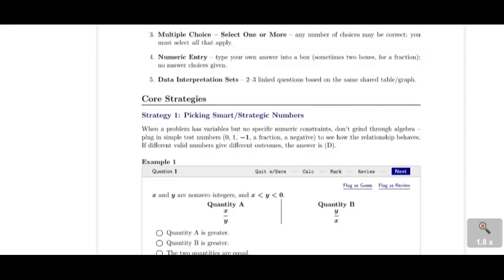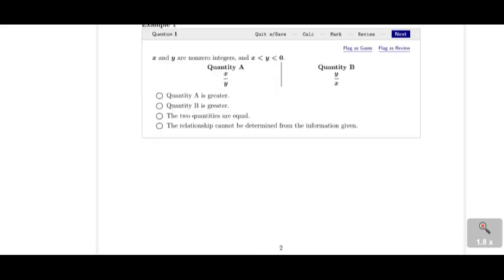You can also do this with fractions and negative numbers as well. Here, you want to do that to see how the relationship behaves, right? If different valid numbers give different outcomes, then of course you are going for answer option D, which says no relationship can be determined, right? Let's look at an example so that you know what I am talking about.